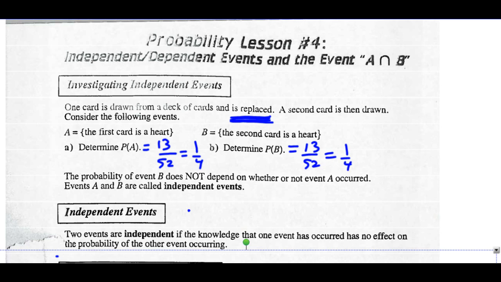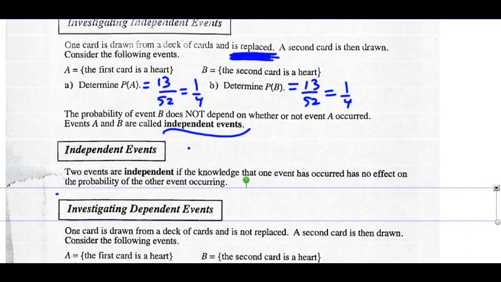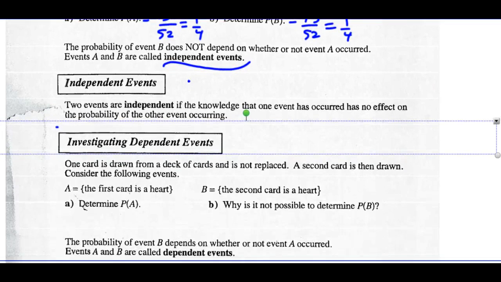The probability of event B does not depend on whether or not event A has occurred because we replaced the card. Events A and B are said to be called independent events. Independent events are two events where, if the knowledge that one event has occurred has no effect on the probability of the other one occurring, we call them independent. All right?